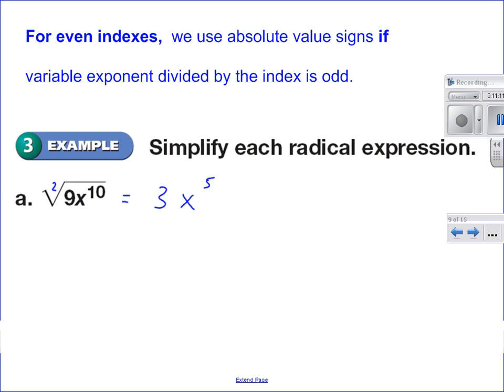Okay. Now, we have a special situation here, and I want you to write this sentence down. For even indexes, even numbers right here, we use absolute value signs if the variable exponent divided by the index is odd. So this number right here is odd, so we use absolute value symbols. And on the next slide, I'm going to show you why.